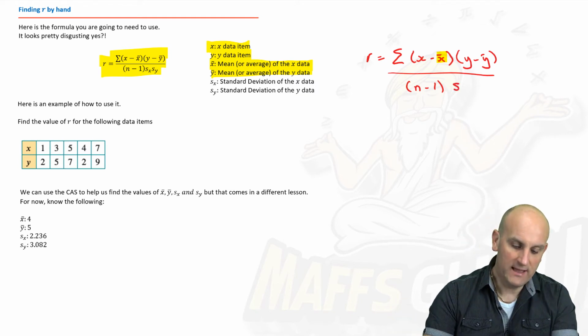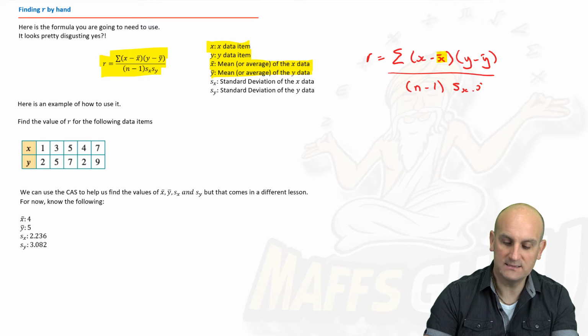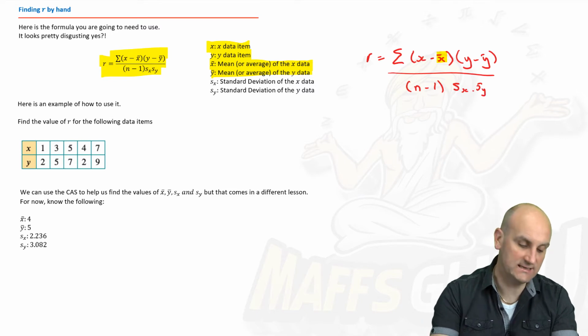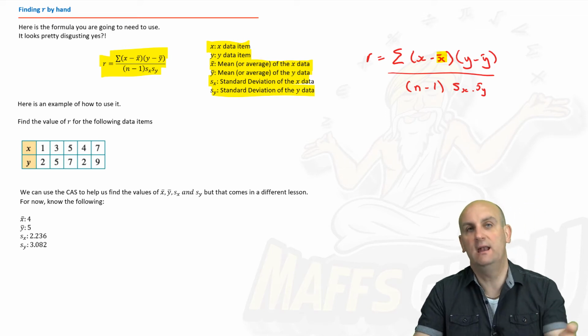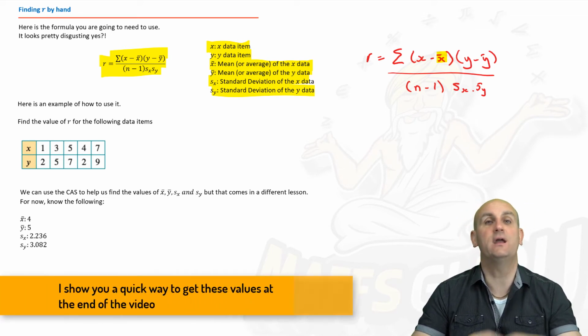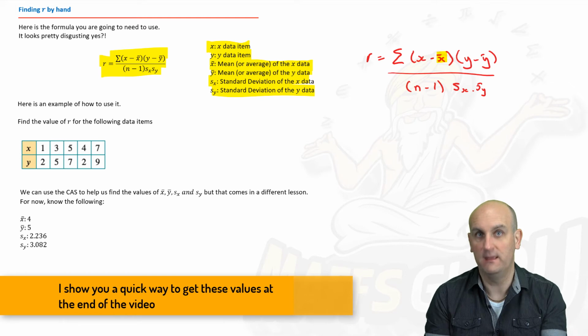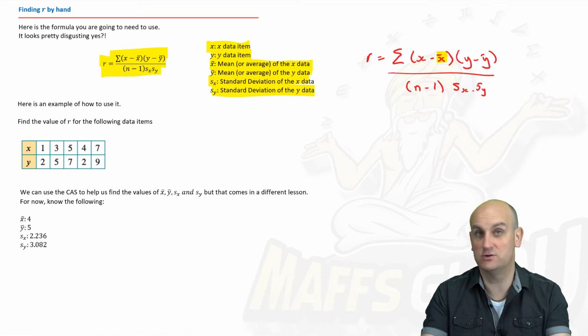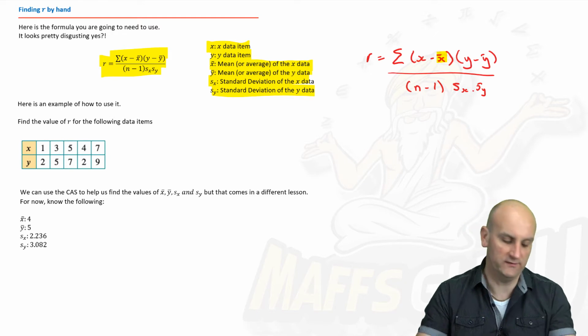And then I'm going to times it by Sx and Sy. Now what is this Sx and Sy? Well, again, Sx is the standard deviation of the X data and Sy is the standard deviation of the Y data. Okay, so that's the formula. And if we understand how to deconstruct that formula, we can use it to help us create a table to work all of this out. And that's what I'm going to do.